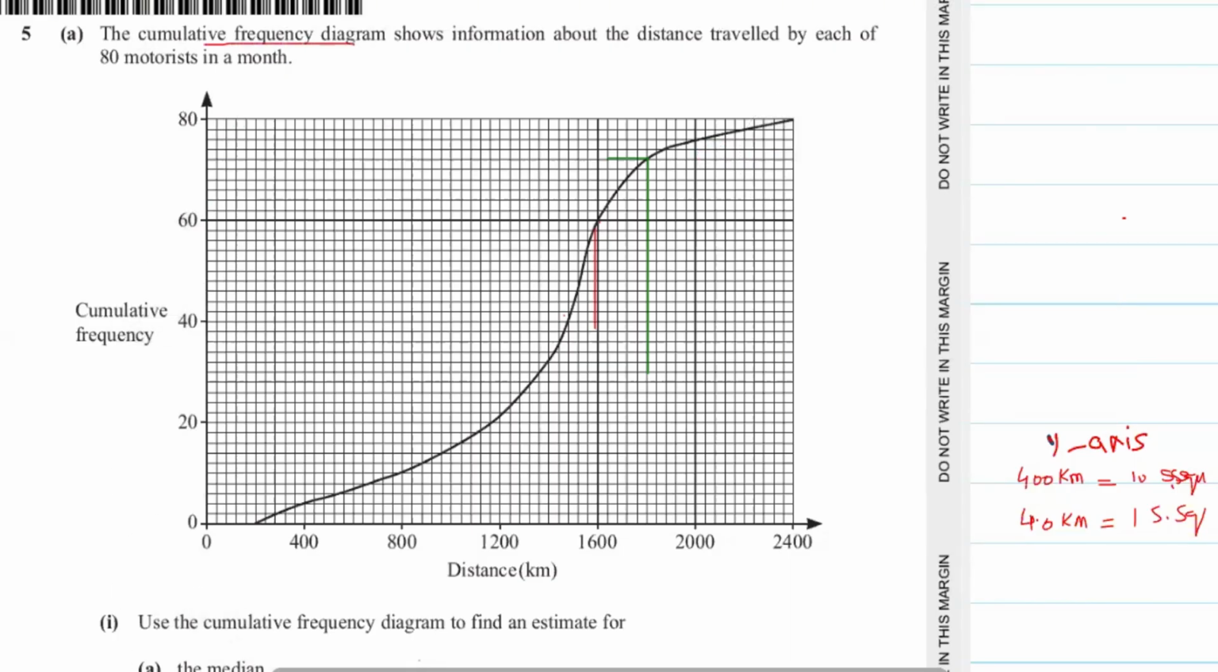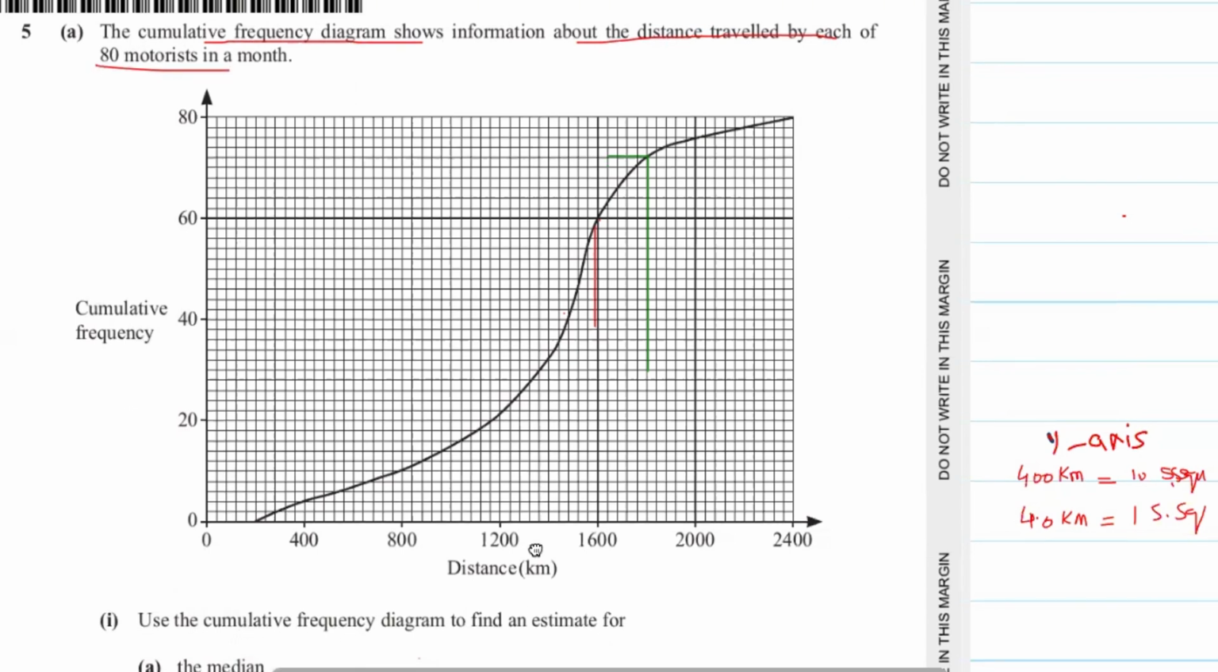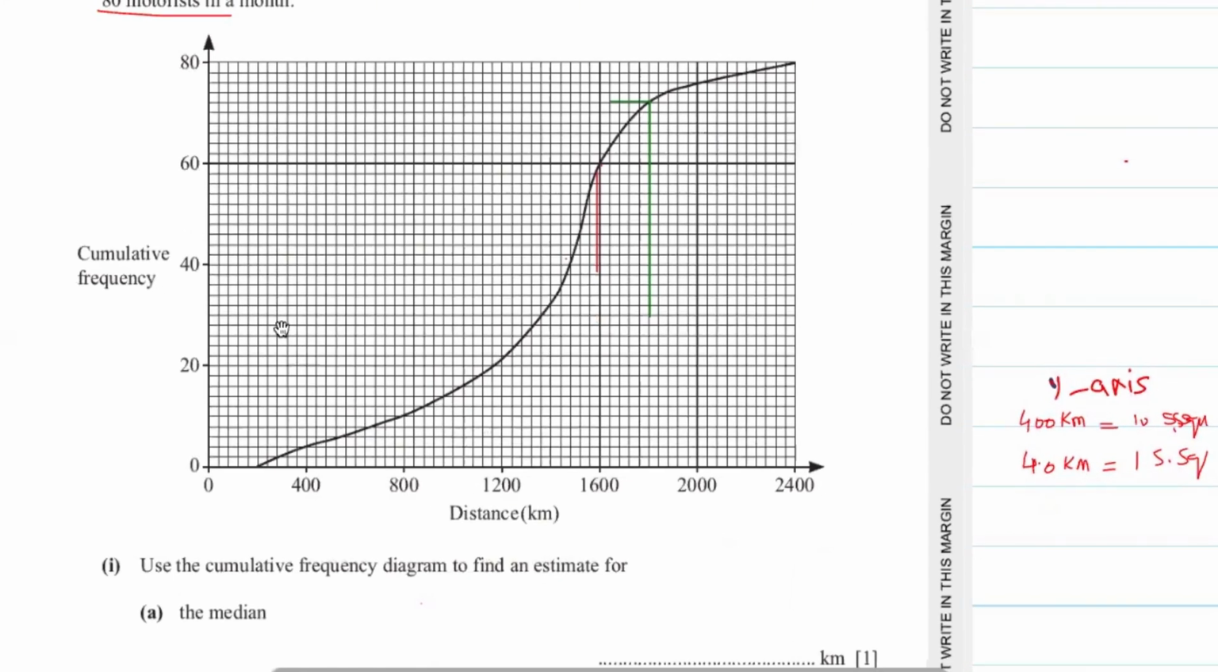Question 5. The cumulative frequency diagram shows the information about the distance traveled by each of the 80 motorists in a month. Part first, use the cumulative frequency diagram to find an estimate for the median. Look here, this is the cumulative frequency graph. In this graph, we have to calculate the median.